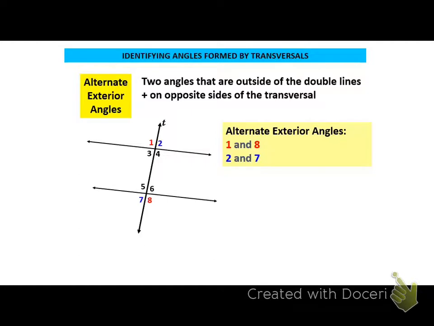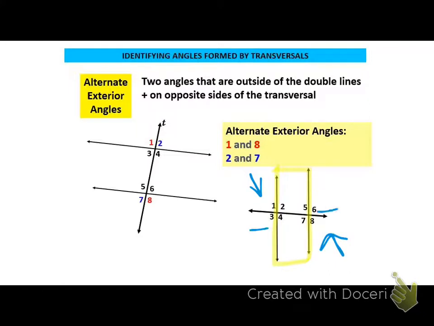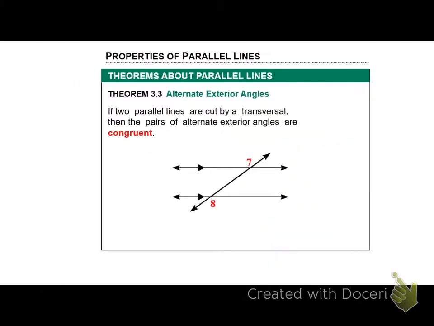We're not quite done. It could also look like this. If it looked like this picture, what numbers would be on the outside? 1, 3, 6, 8 would be on the outside. What would be alternate exterior with 1? 8, and then 3 and 6. Good. We're going to learn about the measures. If two parallel lines are cut by a transversal, then the alternate exterior angles are congruent. So go ahead and write in congruent.